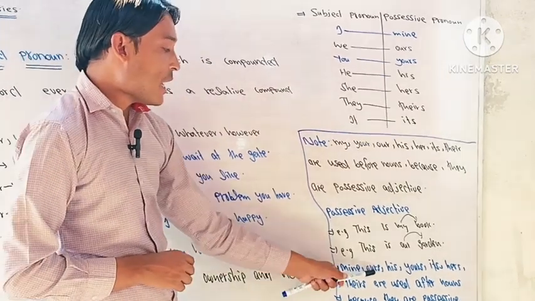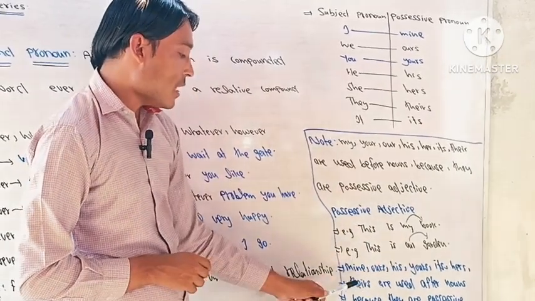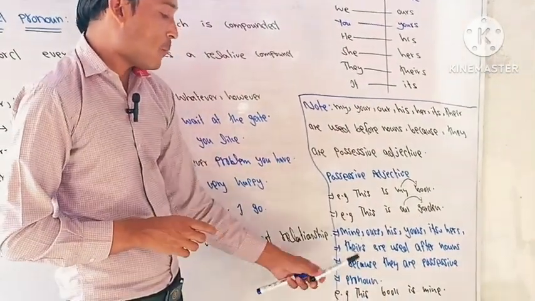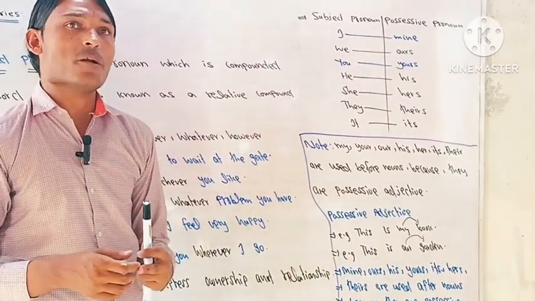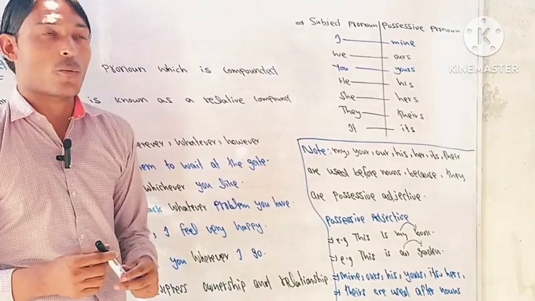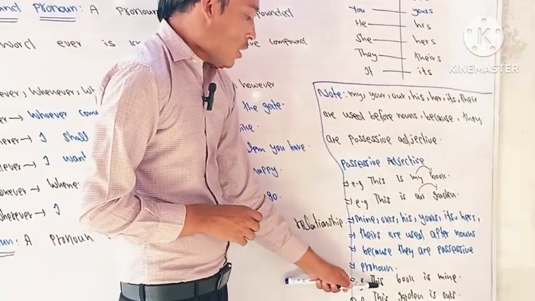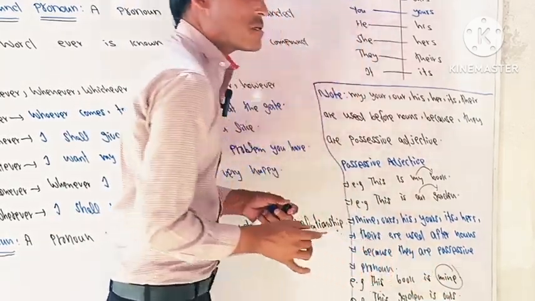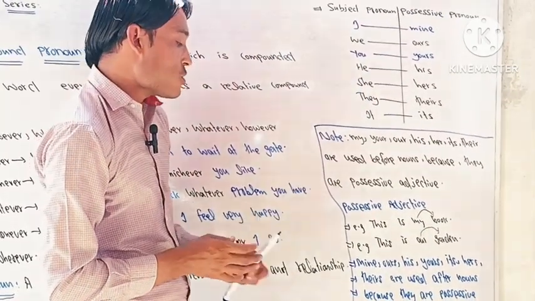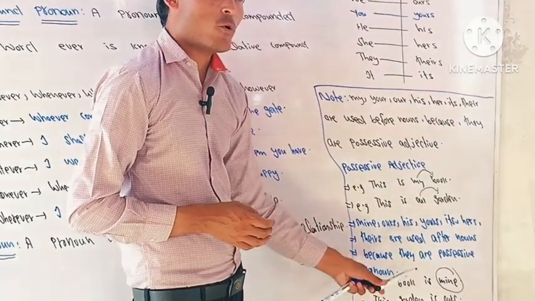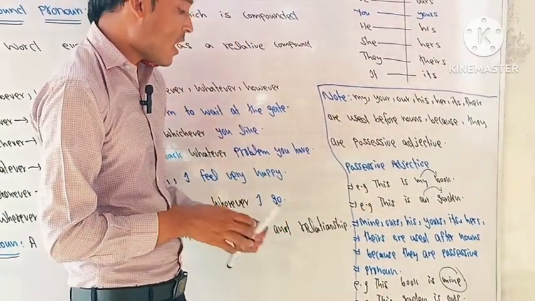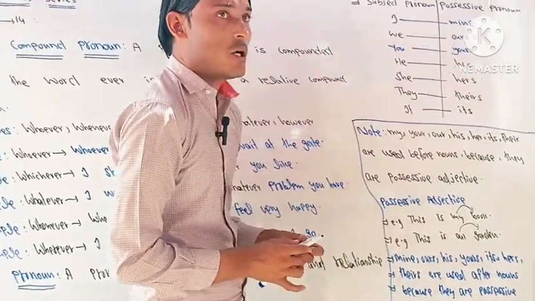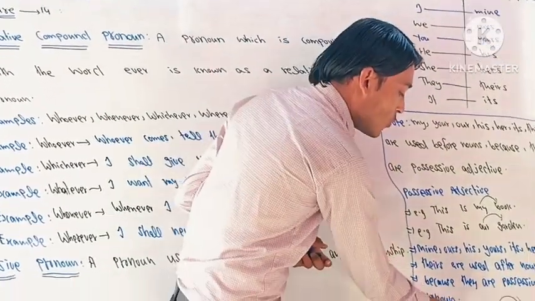Next we have mine, ours, his, yours, its, hers, theirs. These are used after nouns, and they are called possessive pronouns. When they are used after a noun, then we call it what? We call it a possessive pronoun. Let's take an example. This book is mine. Here mine is what? Mine is a possessive pronoun because it is used after what? After a noun. Book is what? Book is a noun. So it comes after a noun. Next we have: this garden is ours. So this one is what? This one is a possessive pronoun because it is used after a noun, which is garden.